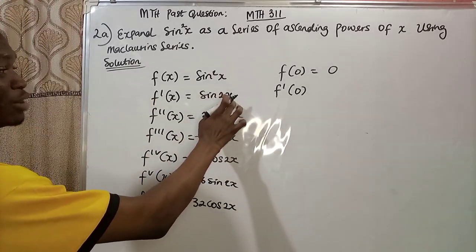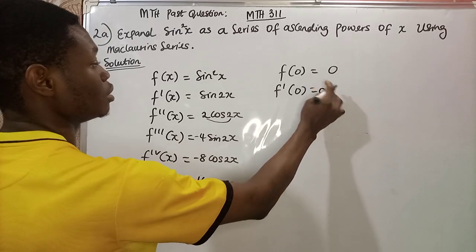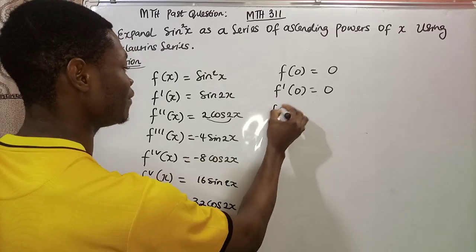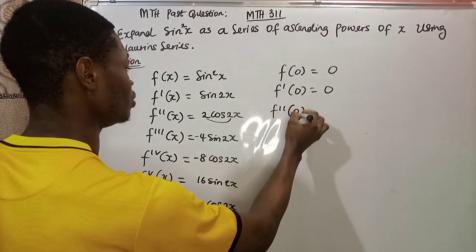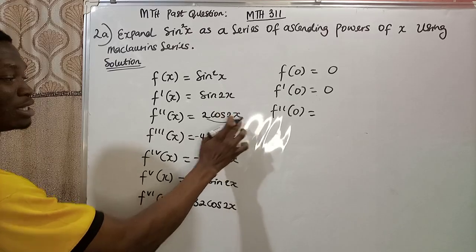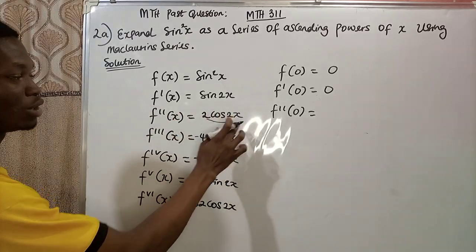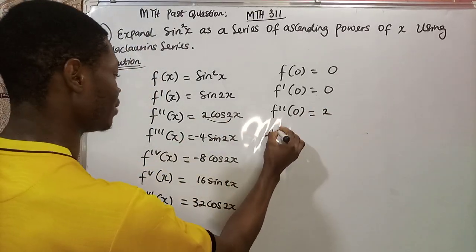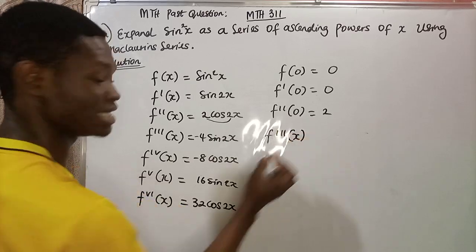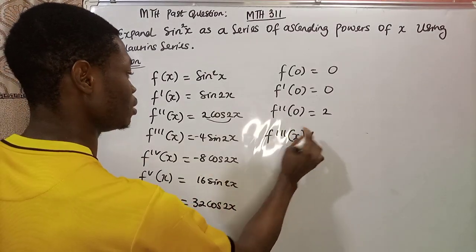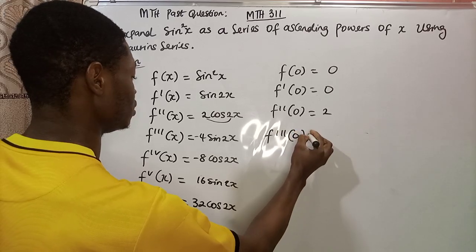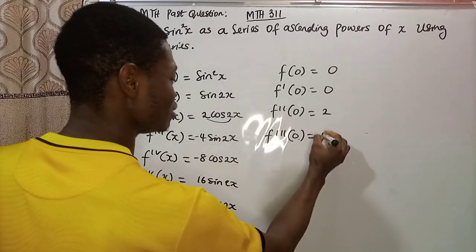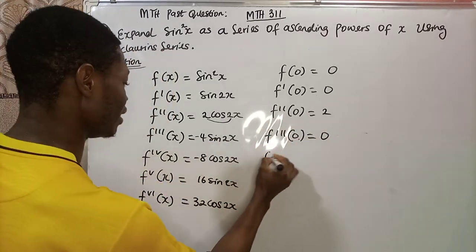2 times, if you put 0 here, 2 times 0 is what? 0. Sin 0 is what? 0. So we have 0. Then f double prime of 0 is equal to, if you put 0 here, 2 times 0 is 0. Cos 0 is 1. 2 times 1 is 2. We have 2. Then f triple prime of 0, that's the third derivative, is equal to what? 2 times 0 is 0. Sin 0. So this one is automatically 0.